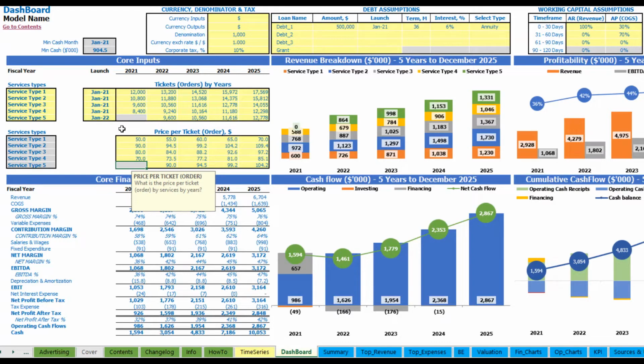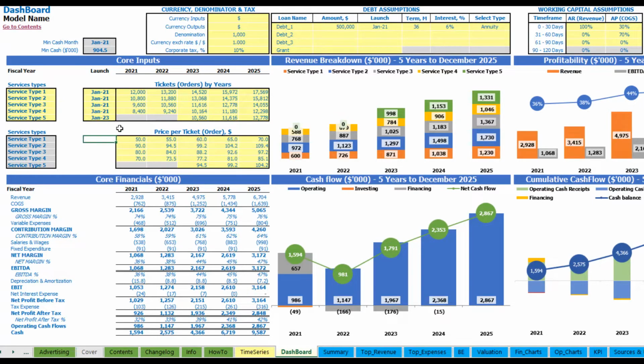By gray color will be highlighted cells which you don't need to input. Let's pretend you want to start this service in January 23. Obviously you don't need to input any data in the year 2021 and year 2022 for the tickets and for the price per ticket, because it will not impact the model. So once you input all your wages, COGS, variable and fixed expenses, and CAPEX, you may review your core financials, your revenue breakdown, profitability, cash flow, and cumulative cash flow charts.